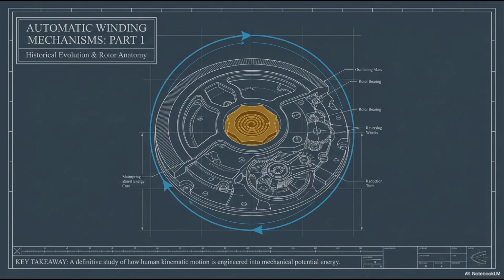Please take your seats. Today, we are opening a brand new and incredibly exciting chapter in our Watchmaking Theory course, Chapter 8, Automatic Winding Mechanisms. If our previous modules laid the groundwork for manual gear trains and escapements, this chapter is where we introduce true autonomy into the machine. Over the course of this lecture, which is divided into 4 comprehensive parts, we are going to explore one of the most elegant innovations in the entire history of mechanical watchmaking.